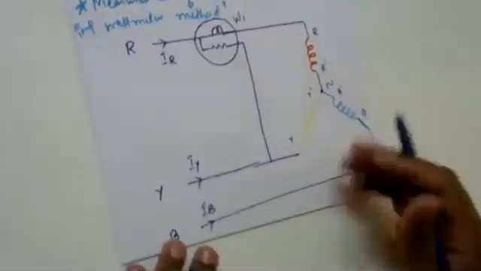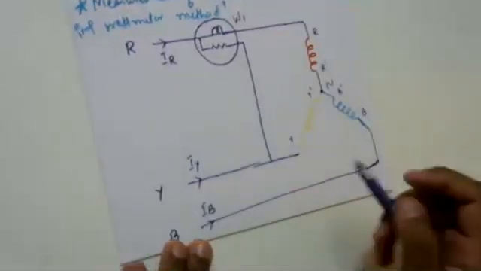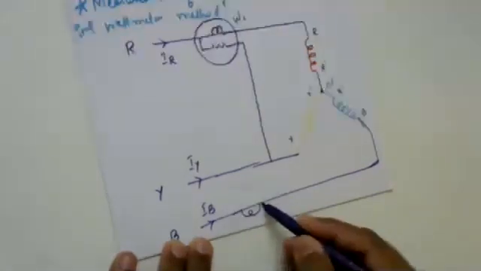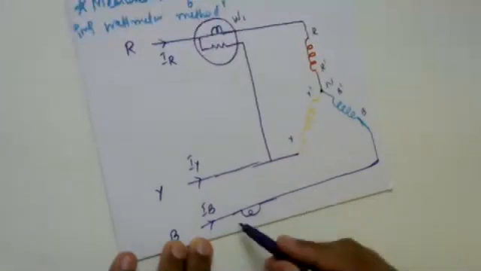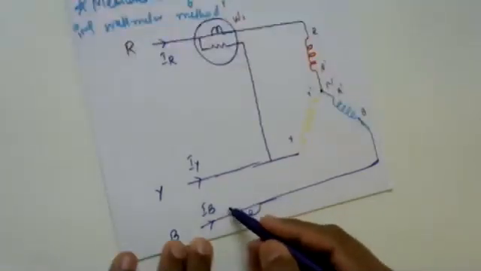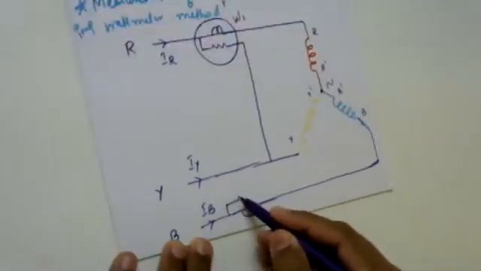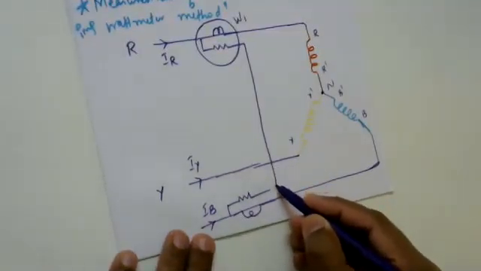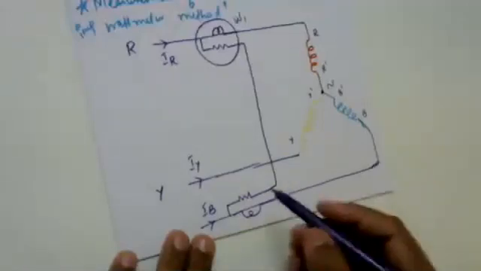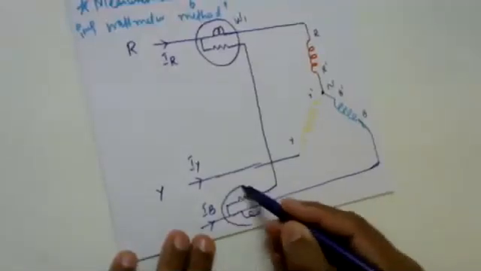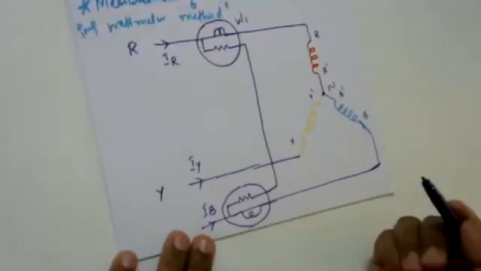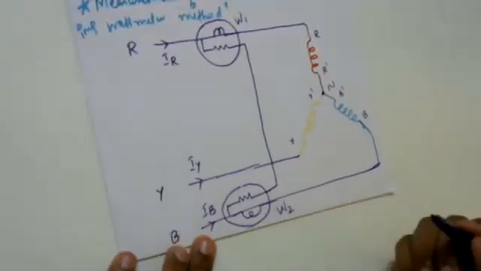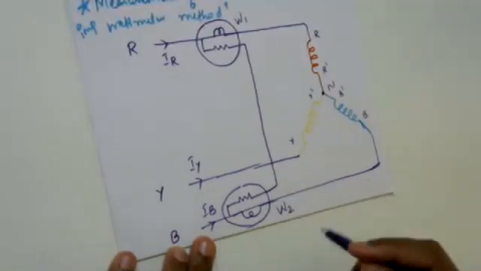Similarly, I'll be having one more wattmeter in my second phase. So let me say that I'll be having the current coil of that in series with the phase, and a potential coil connected between the two phases. Okay, so this is my second wattmeter. I'll call this as a W2. Okay, this is my W2.